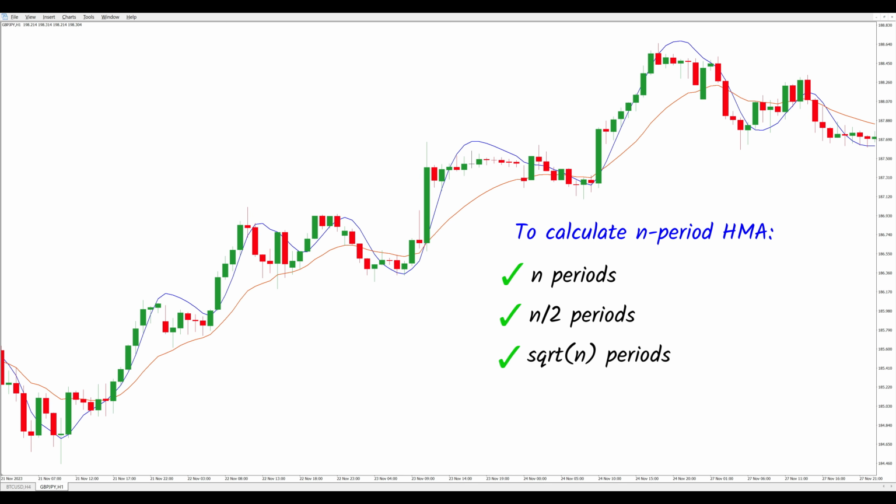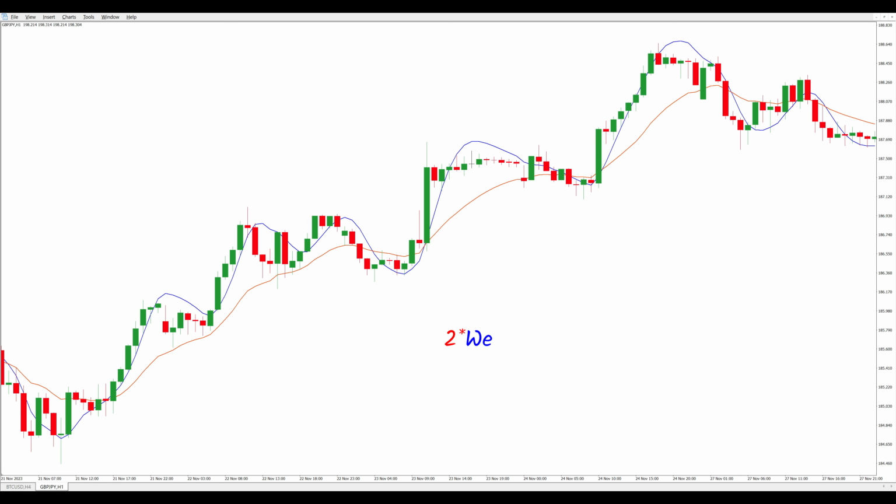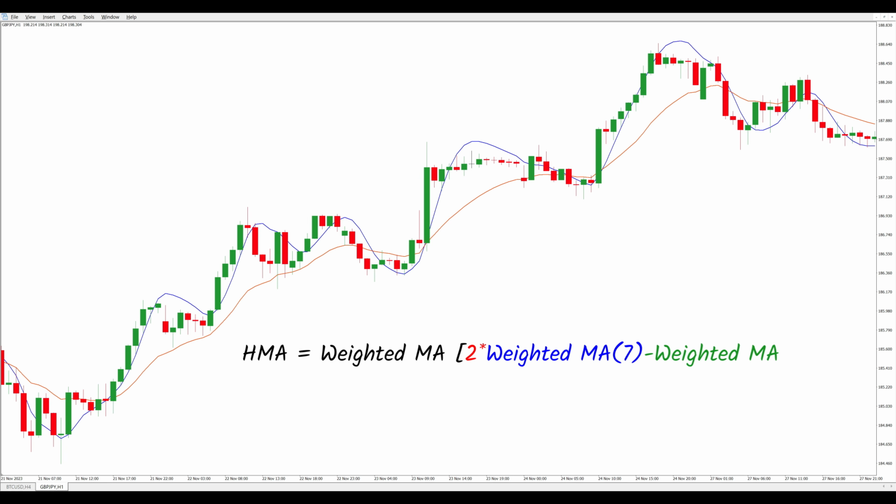So for a 15-period Hull moving average, you need periods of 15, 7, and 3. First, you calculate a 7-period weighted moving average. Multiply this by 2, then subtract a 15-period weighted moving average. Finally, apply a 3-period weighted moving average function to get the whole moving average.